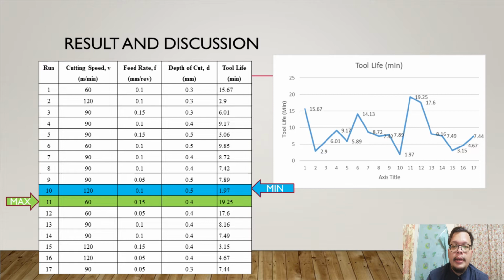For the result and discussion, the tool life of all 17 runs is shown. The maximum tool life occurs on run number 11 with a reading of 19.25 minutes. And the minimum tool life occurs on run number 10, which is 1.97 minutes.